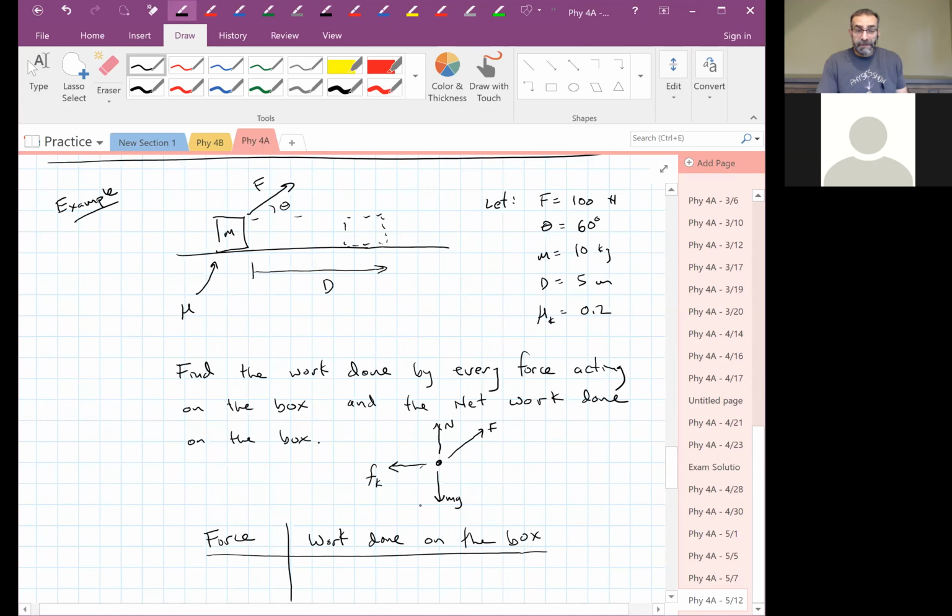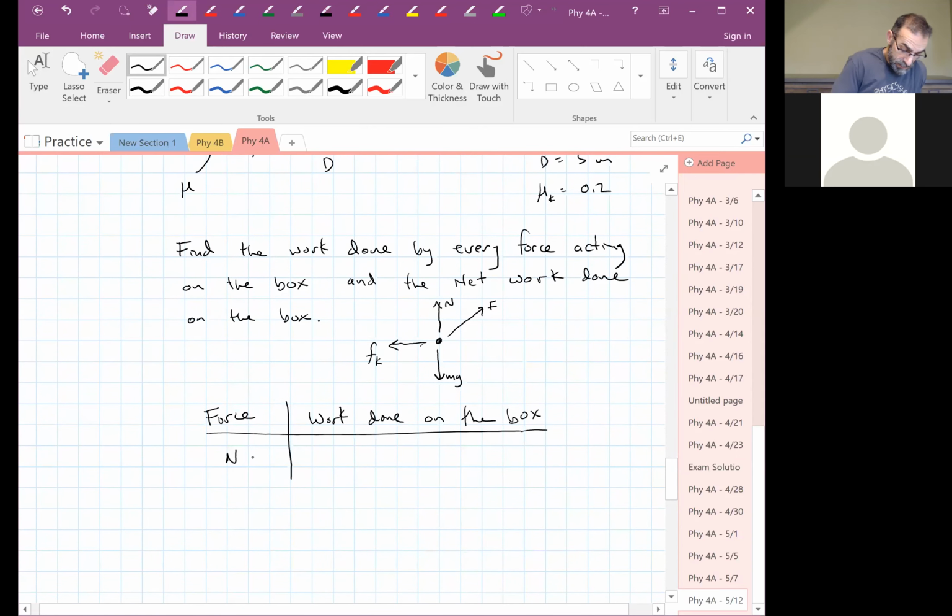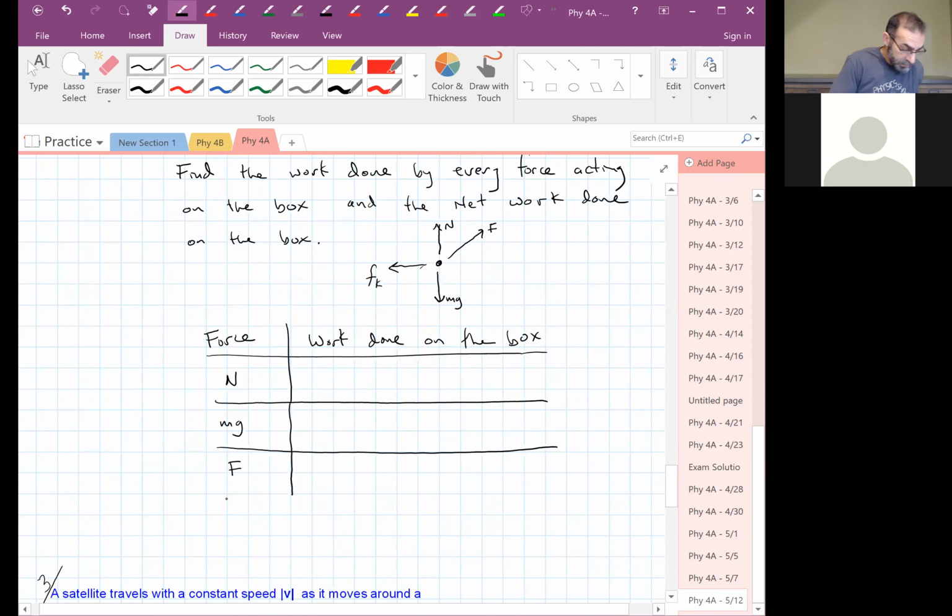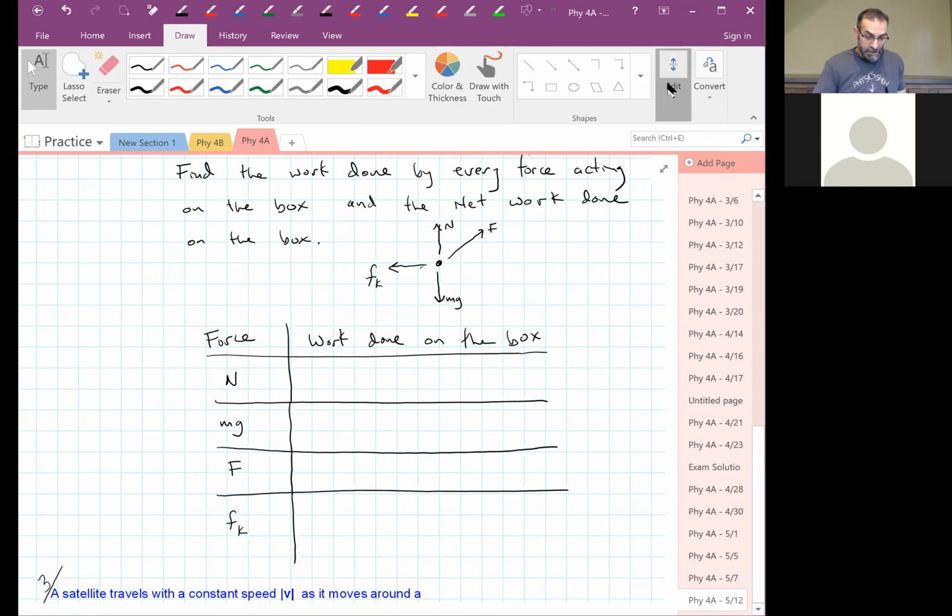Okay, we okay with that free body diagram? So let's make a list now. We've got a normal force. We've got force of gravity. We've got our pulling force or pushing force, whatever it is, pulling force. And we have friction. Let's start with the normal force.